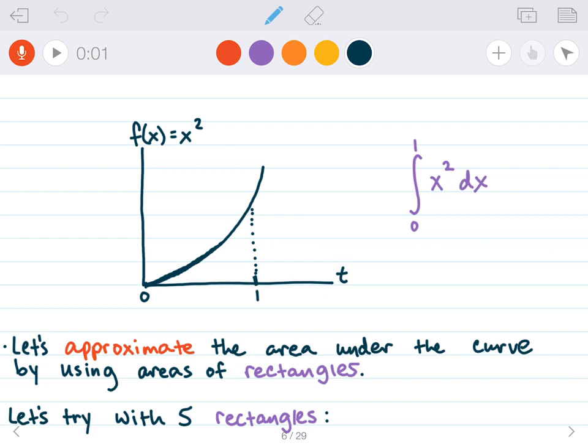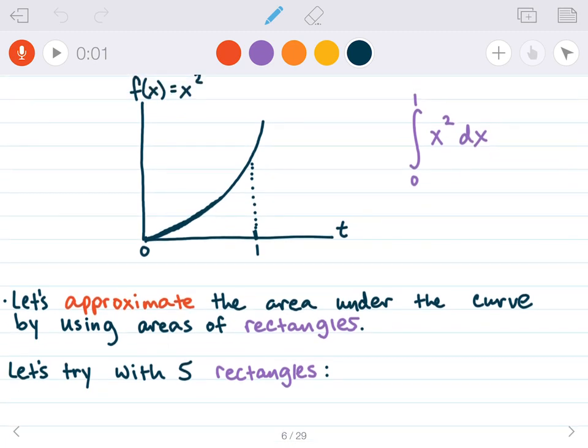So what are we going to do first? Well, we'll go ahead and get our points on here. If I divide 0 to 1 by 5, each of these pieces should be a fifth. So we have 1/5, 2/5, 3/5, 4/5, and 1 is 5/5.